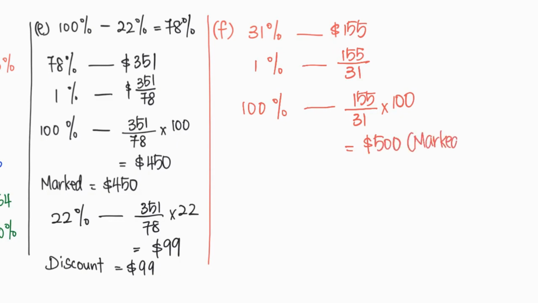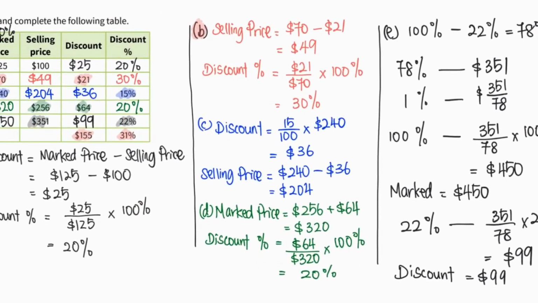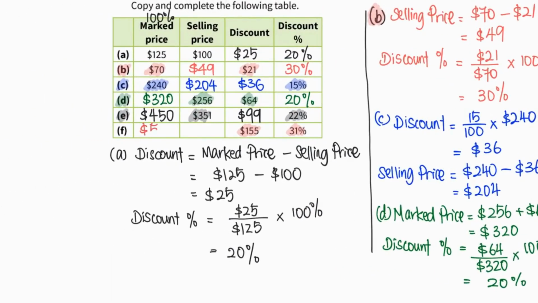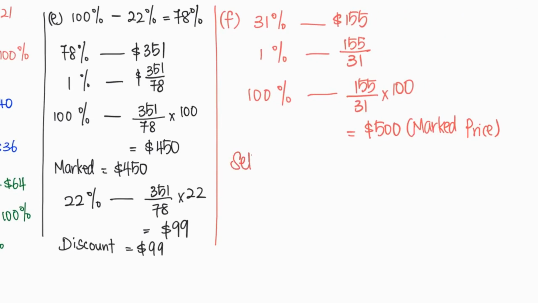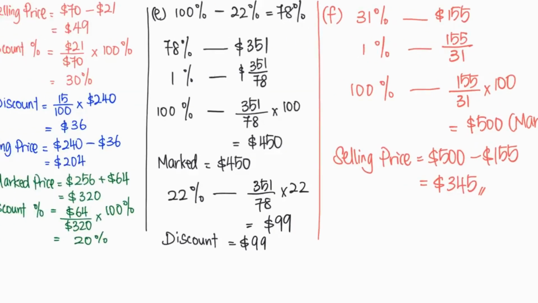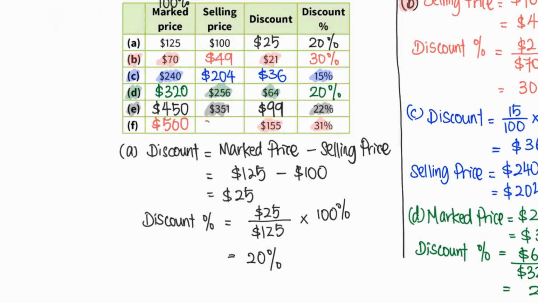You can represent your answer in this form as well. Let's go back to the table then. So I will have $500, and selling price is pretty straightforward then. My selling price will be my mark price minus my discount. This will give me $345. And with that, let me fill up the table first.